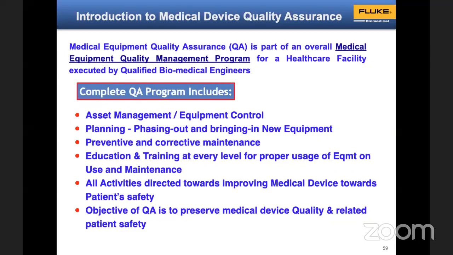Planning and phasing out old equipment and bringing in new equipment is the job of the biomedical engineer. 6 years is the life of the machine. At the end of the 6th year, he cannot close down the ICU by shutting down all the ventilators.